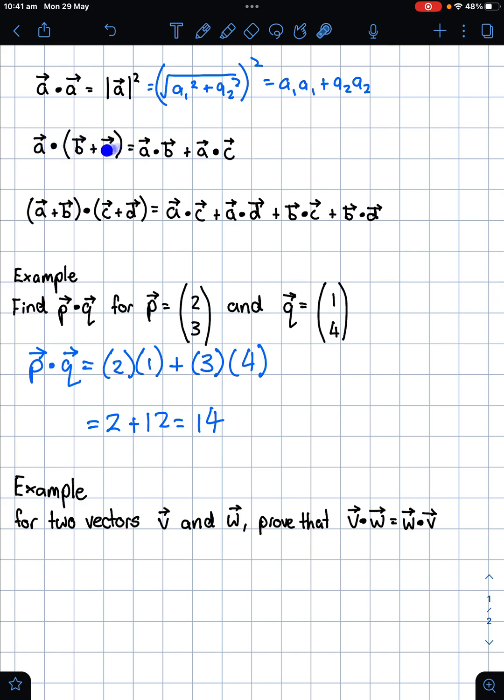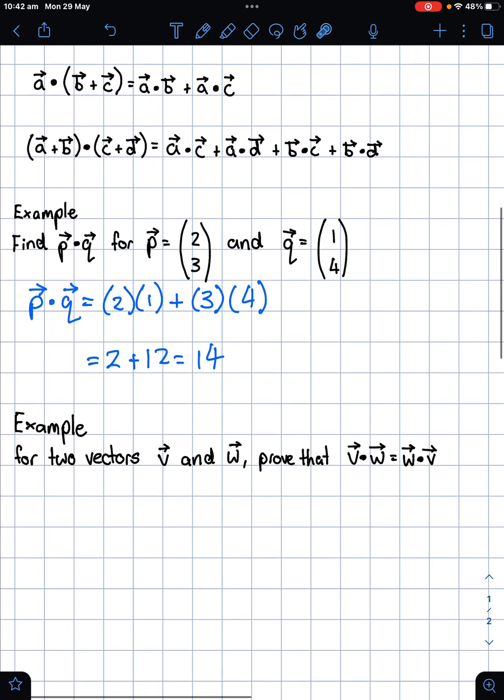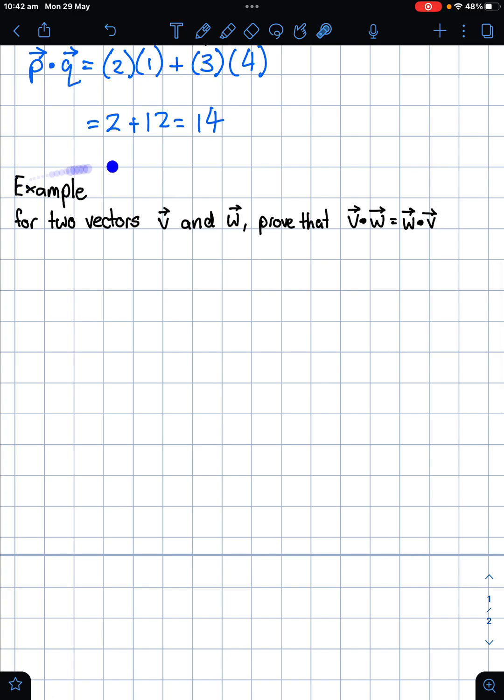This is like a distributive law, so it's the distributive property. If we add these two vectors together, because we do brackets first, and then we do the dot product, it's actually the same as if we did the a dot b and a dot c. Okay, so sometimes this can be a little bit easier. And then this is like a FOIL expansion here. If we have two vectors added together, dot product with two vectors added together, we can do an expansion. Fronts, a dot c, the outers, a dot d, the inners, b dot c, and b dot d there.